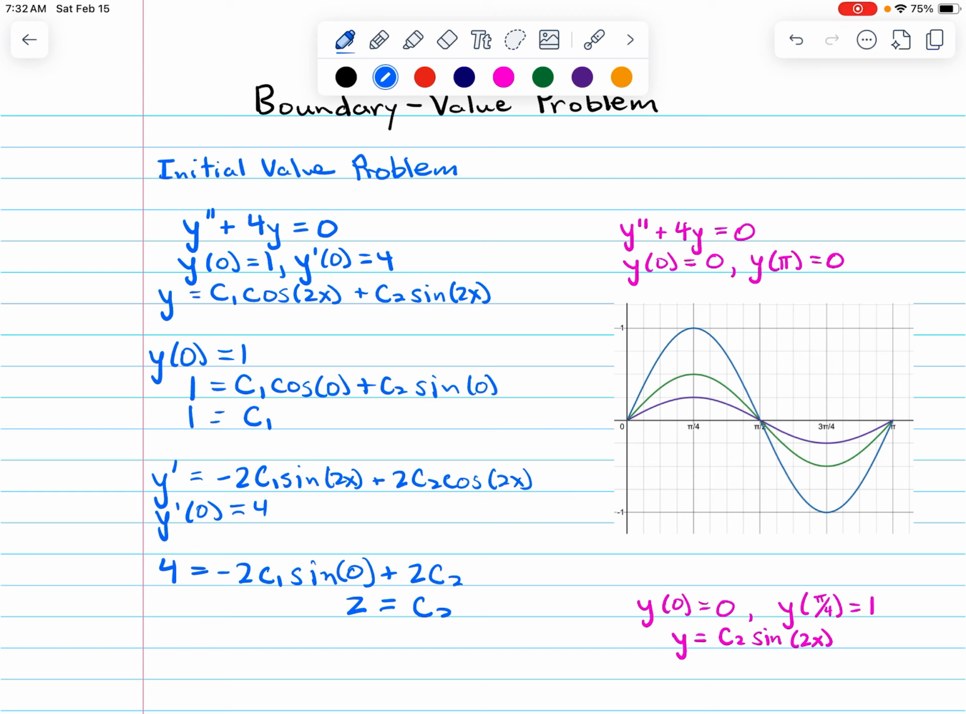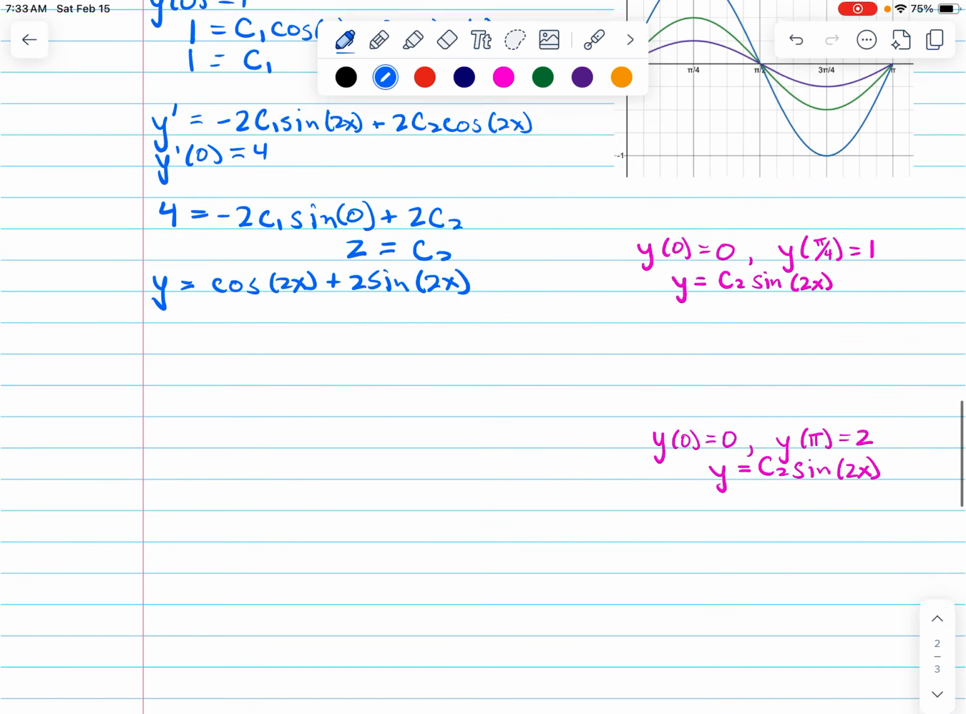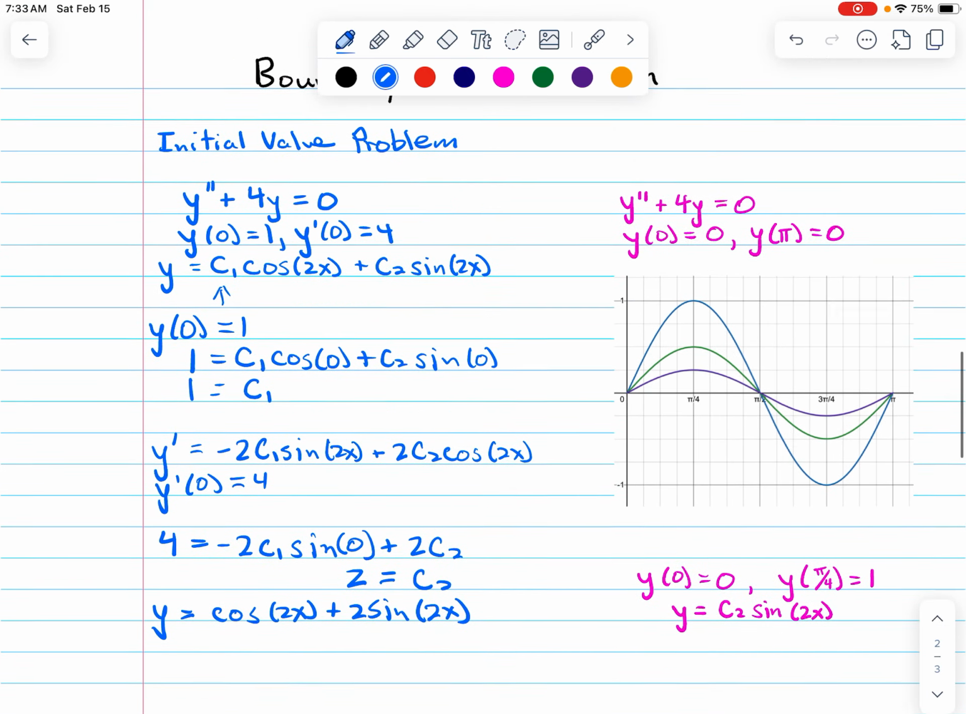So I now know my solution for this initial value problem is going to be cosine 2x, see, putting a 1 in here, plus 2 sine 2x. Okay? And that is the unique solution for that initial value problem. Okay, now I want to look at this boundary value problem.